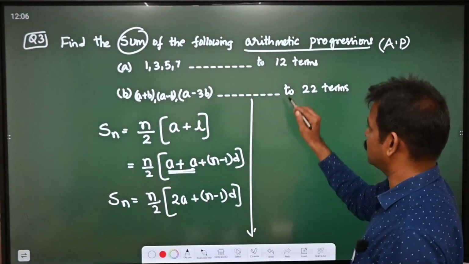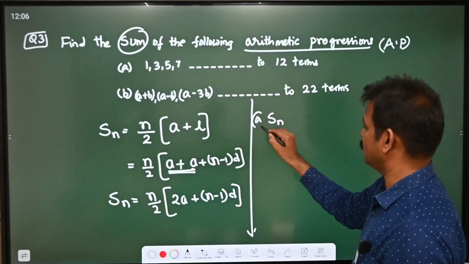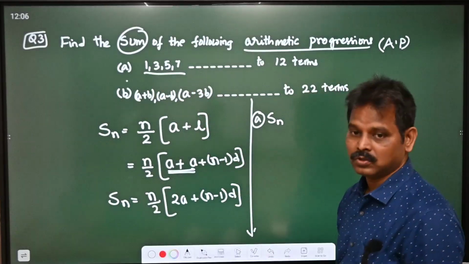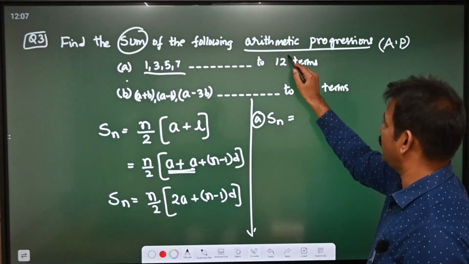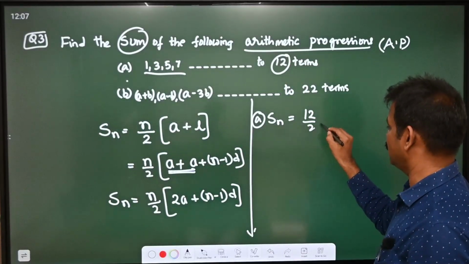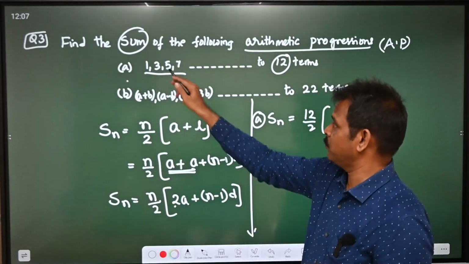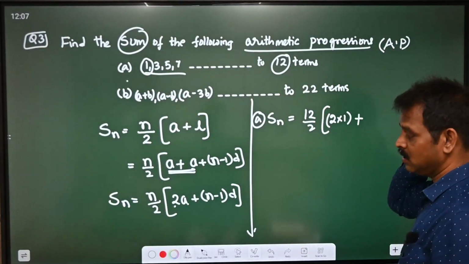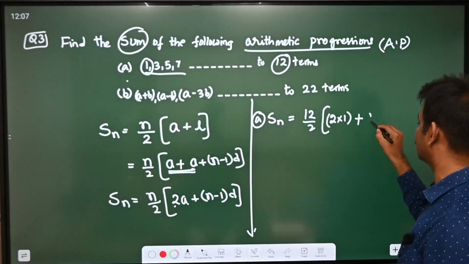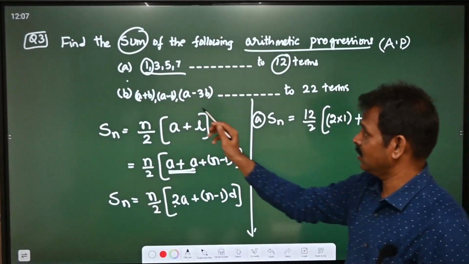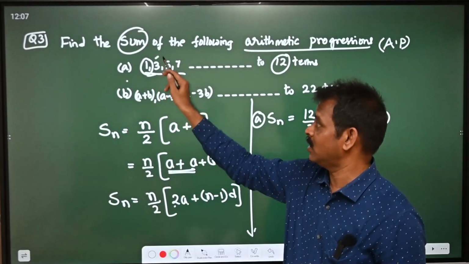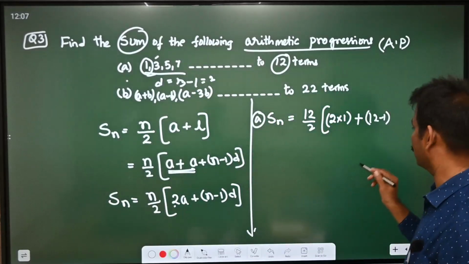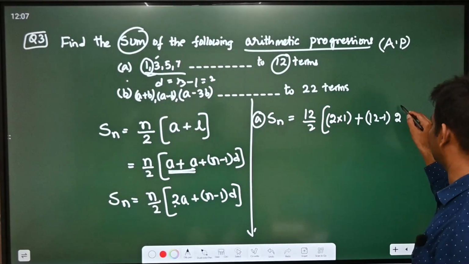Now, in the first term, Sn, I am solving this first problem now, students. Here Sn is equal to n by 2, and how many terms are there? 12 terms. So 12 by 2 into 2a, where a is equal to 1, that is 2 into 1 plus n minus 1, that is 12 minus 1, into d. If you observe this one, by adding 2 you will get this value. So common difference is 3 minus 1, which is equal to 2.